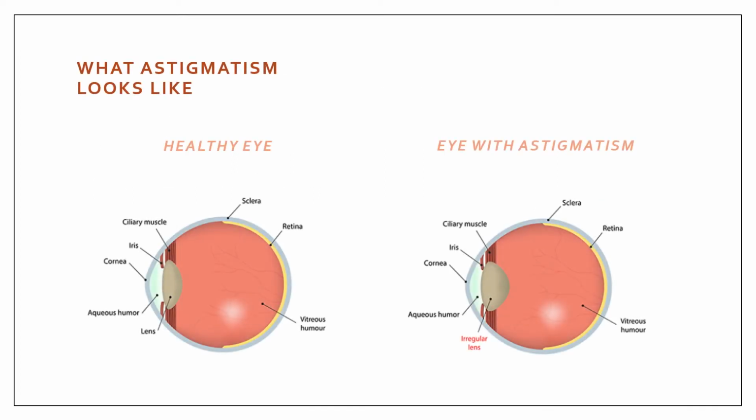Here is an example of what astigmatism looks like from a medical perspective. On the left is a diagram of a healthy eye with no signs of astigmatism or abnormalities. On the right is an eye with astigmatism. As you can see, the right eye has an oblong cornea that is not shaped the same as the left eye. And we also see that there is an irregularly shaped lens. Both of these factors contribute to astigmatism and its related symptoms.